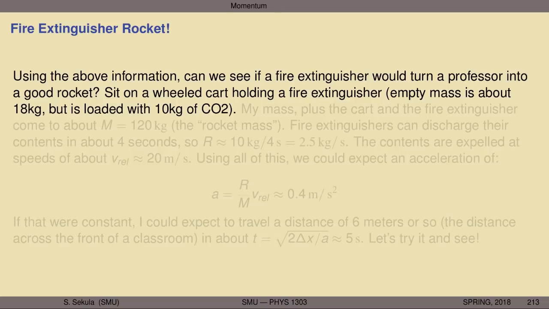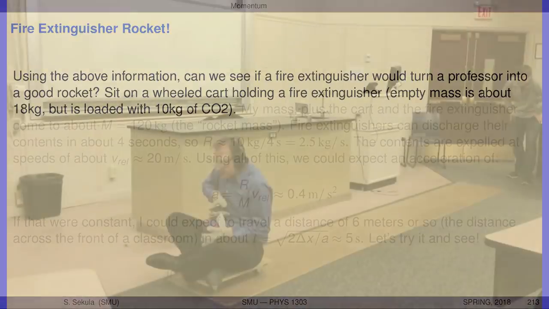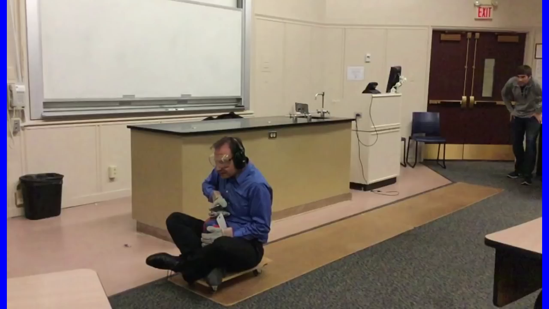Well, I can't go into space, I wouldn't be able to breathe, and it's expensive to get there anyway. So instead, I'm going to try to reduce friction, so I'm going to reduce the fact that the ground wants to resist my motion, by sitting on a cart with wheels. And I'm going to hold a fire extinguisher, and I'm going to try to keep my center of gravity as low as possible so that the fire extinguisher doesn't tilt me over, which would be funny for you, but painful for me.